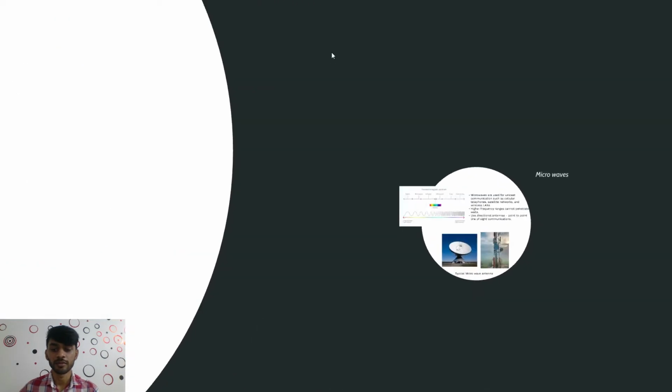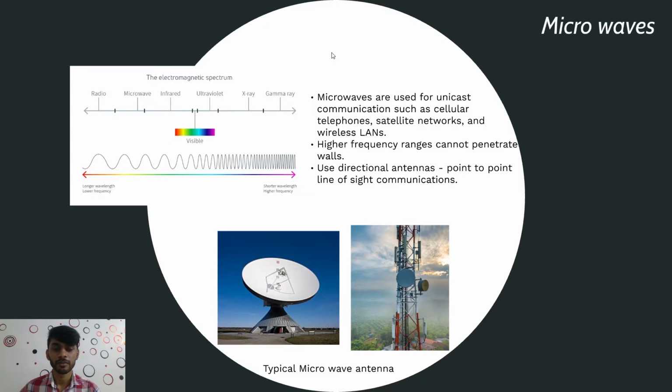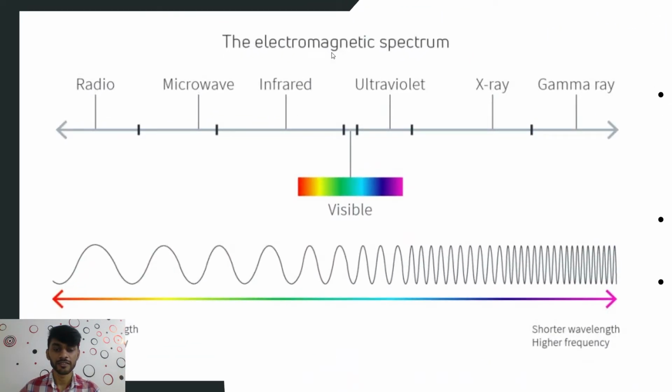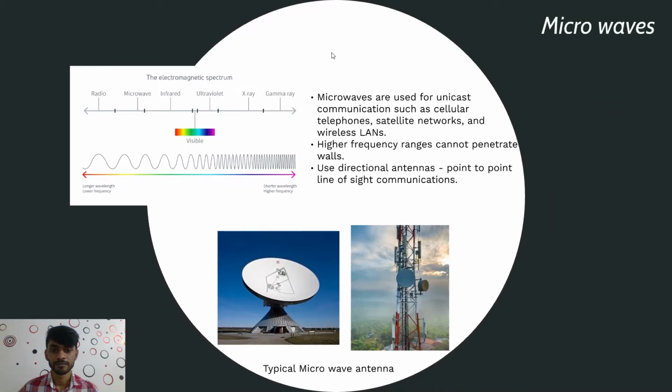Now, let us talk about microwaves. Before we talk about microwaves, let us again observe the diagram here. As you can observe in the spectral diagram, microwaves lie right next to radio waves. Microwaves are used for unicast communication such as cellular telephones, satellite networks, and wireless LANs. High frequency ranges cannot penetrate through walls. They are used in directional antennas, point-to-point line of sight communication.